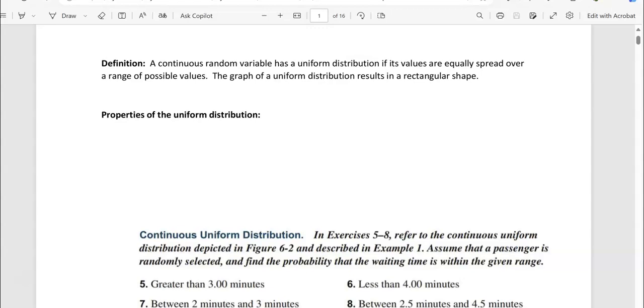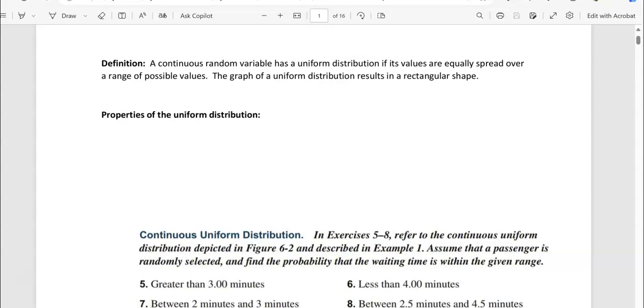So in this video we are going to talk about continuous probability distributions or continuous random variables. And we're going to see two different ones in this section. We're going to see the uniform distribution and then we're going to see the normal distribution.